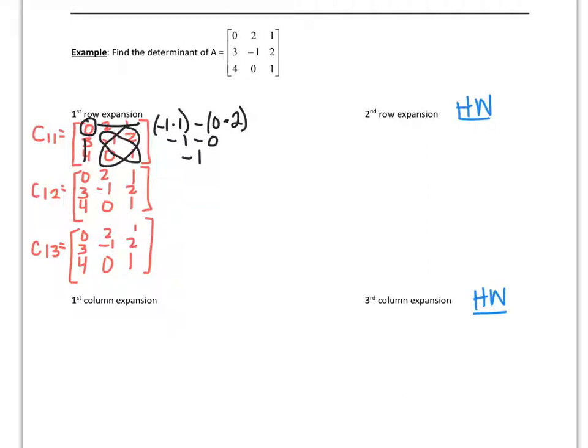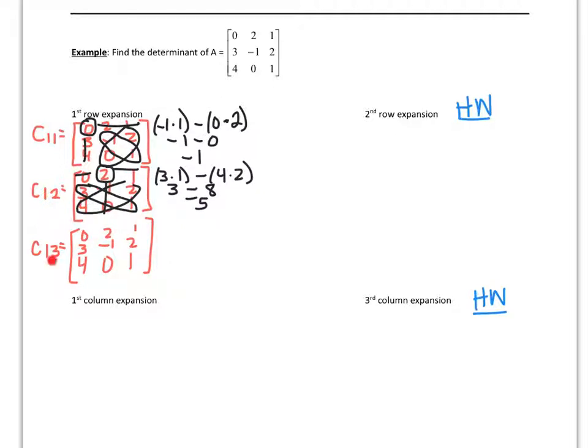Now I'm going to do the same thing here. I've got C12, so first row, second column. So I'm going to wipe out this and this. I'm going to take the determinant of what's left. So 3 times 1 minus 4 times 2. So that's 3 minus 8, which is negative 5.